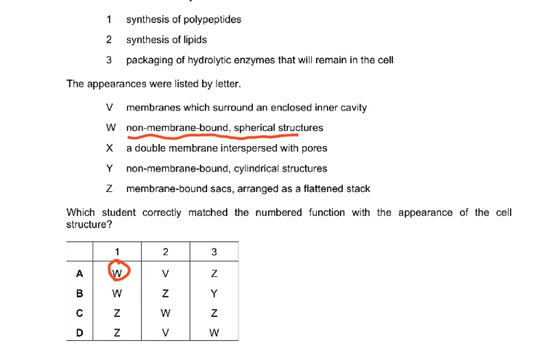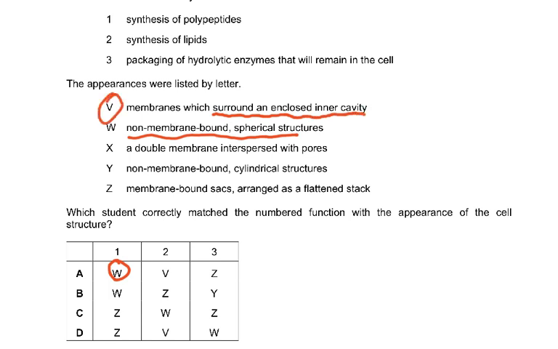Then number 2 was synthesis of lipids. That is what? That is smooth endoplasmic reticulum. So smooth endoplasmic reticulum is membranes which surround an enclosed inner cavity. So the answer is B.